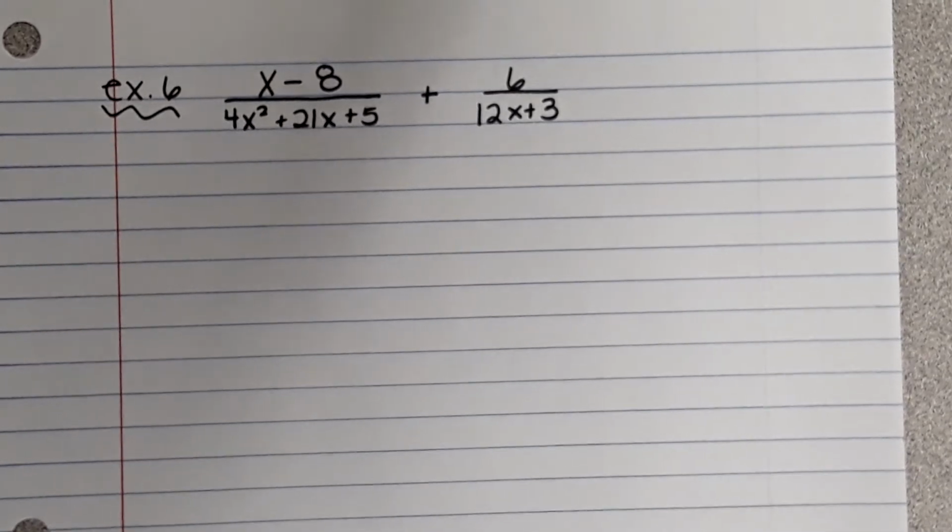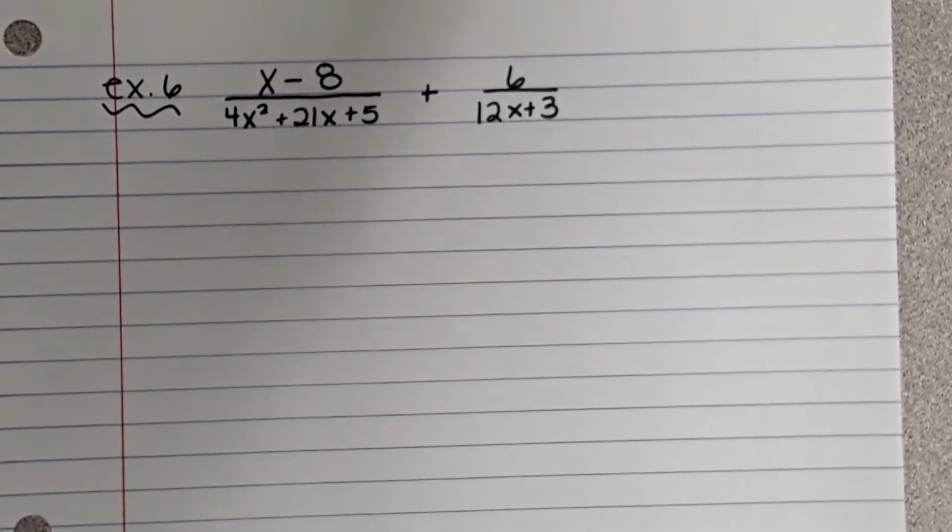Okay, so anytime you are going to add and subtract rational expressions, the first thing you're going to need to do is look at the denominators. Because just like in regular fractions, you can't add them unless your denominators are the same. So we're going to look at 4x squared plus 21x plus 5. So we're going to have to factor that.